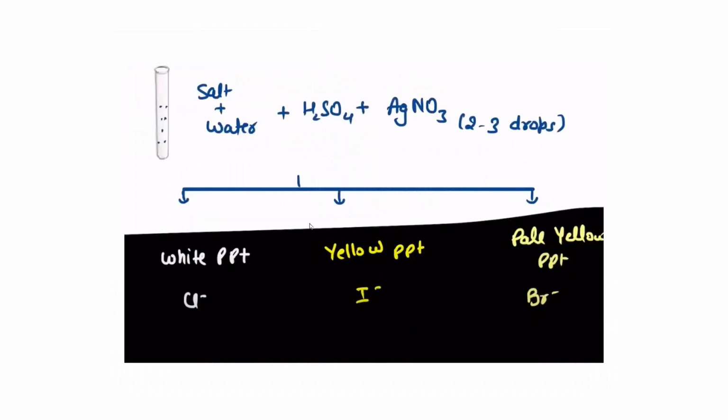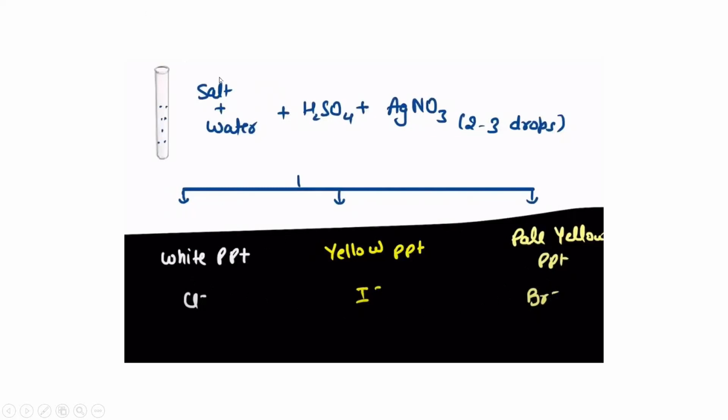Here, salt plus water plus concentrated sulfuric acid plus silver nitrate. If you add silver nitrate and it gives a white precipitate, that is chlorine. If it gives a yellow precipitate, that is iodine. If it gives a pale yellow precipitate, that is bromine, right? So halogens we can identify in one test.